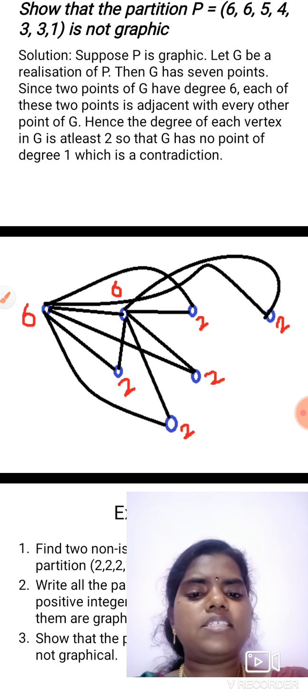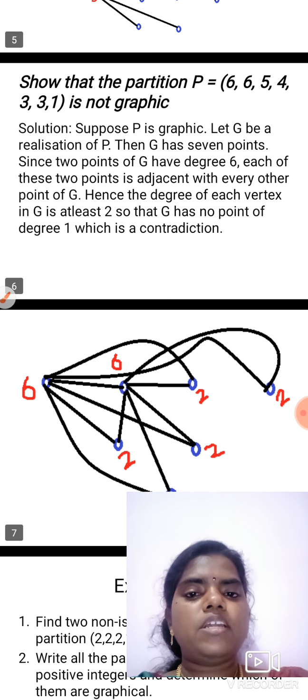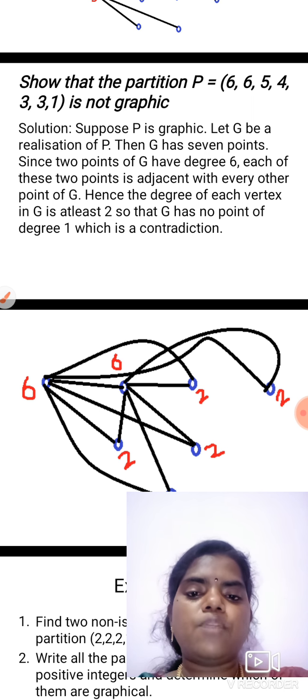Here I have plotted the vertices and I am trying to plot the graph in such a way that the first 2 vertices are connected with all other vertices, which means the first 2 vertices will make the other vertices of degree at least 2. But in our sequence, there is a vertex of degree 1, which is not possible. Since the first 2 vertices are of degree 6, they make all other remaining vertices of degree at least 2. But the given sequence has the last vertex of degree 1. Therefore, we are unable to draw such a graph satisfying this partition. Therefore, the given partition is not graphic.